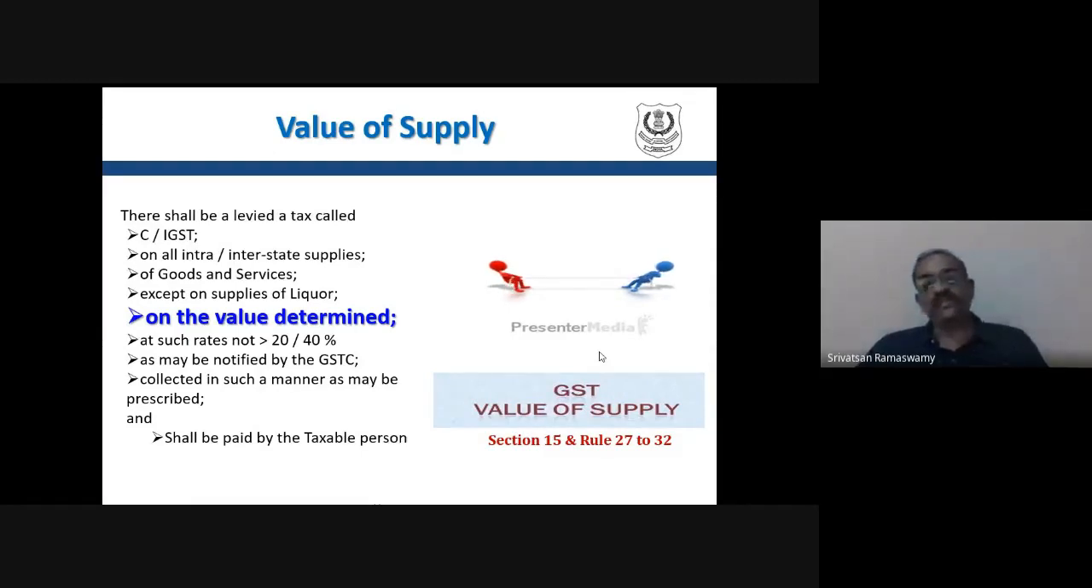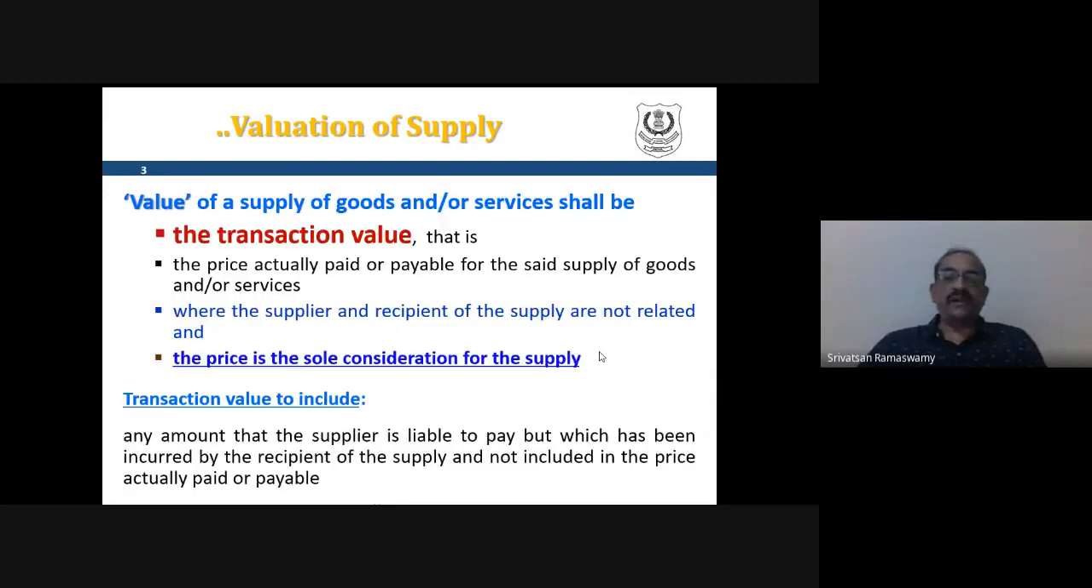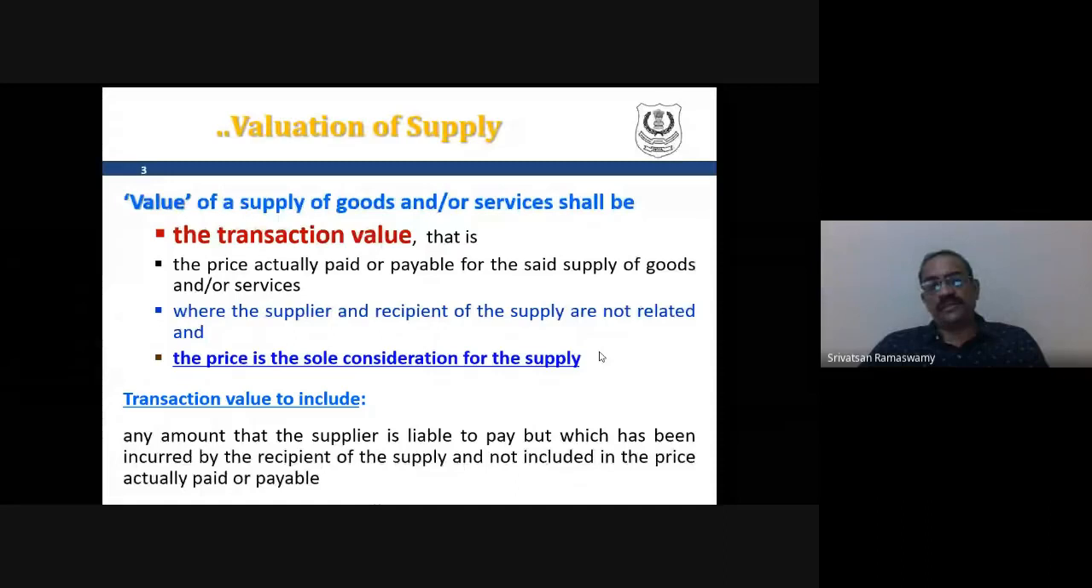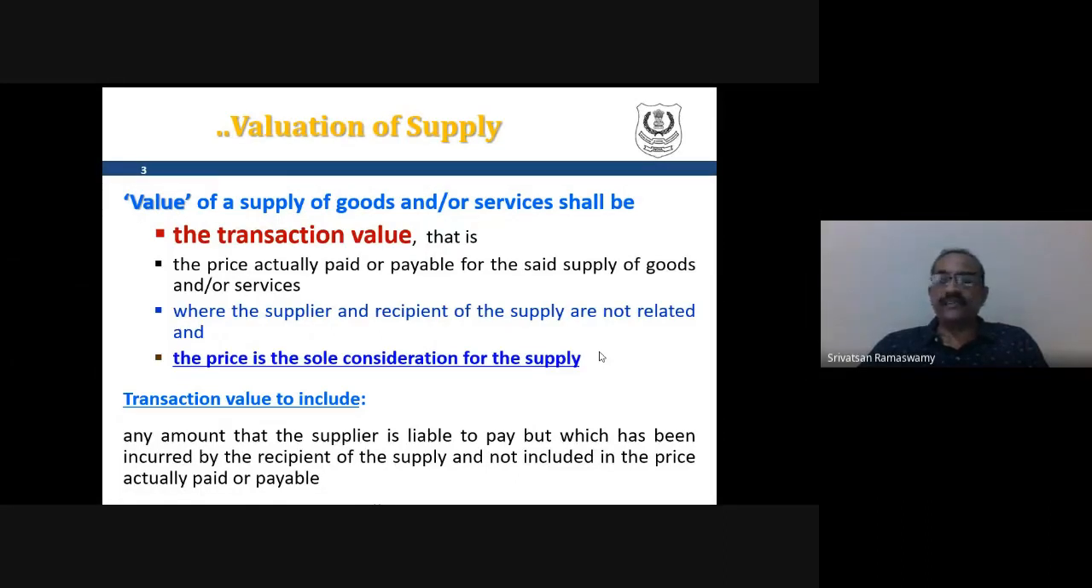So rules 27 to 32 will speak about the valuation rules, and this will help us understand how the value will have to be arrived at, upon which the rate of tax will be applied to arrive at the liability, right? Okay. So value, for the sake of simple understanding, I have put the essential ingredients of the definition of value. Value of supply of goods or services shall be transaction value.